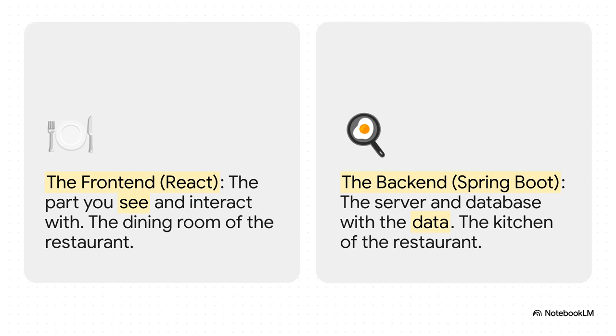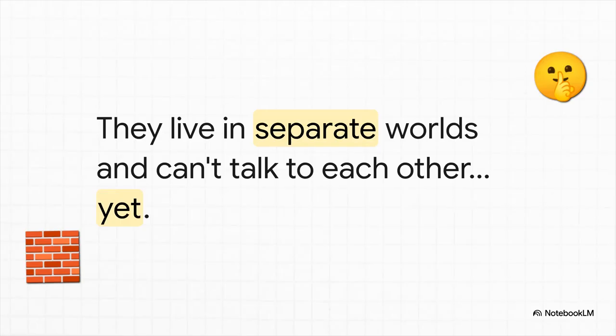Okay, so to really get this, let's think of it like a restaurant. The front end, that's our React app, is the dining room. It's everything you, the user, can see and touch. The menus, the tables, the nice lighting, all that stuff. Then you have the back end, our Spring Boot app. That's the kitchen. It's hidden away, and it's where all the food, all the data, is stored, processed, and cooked up.